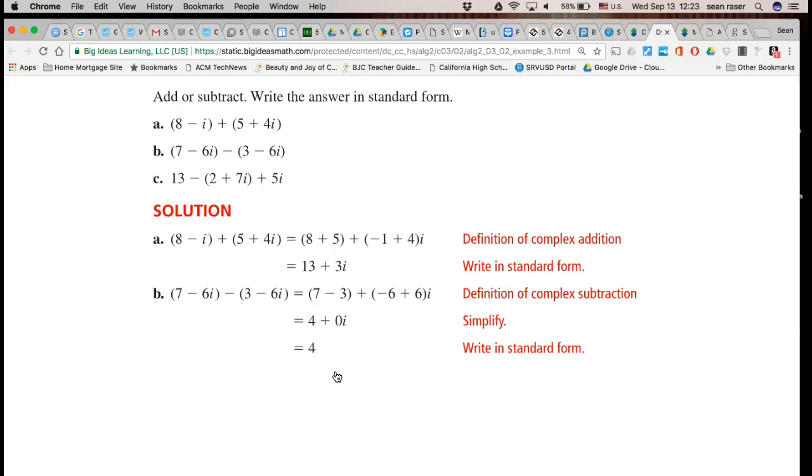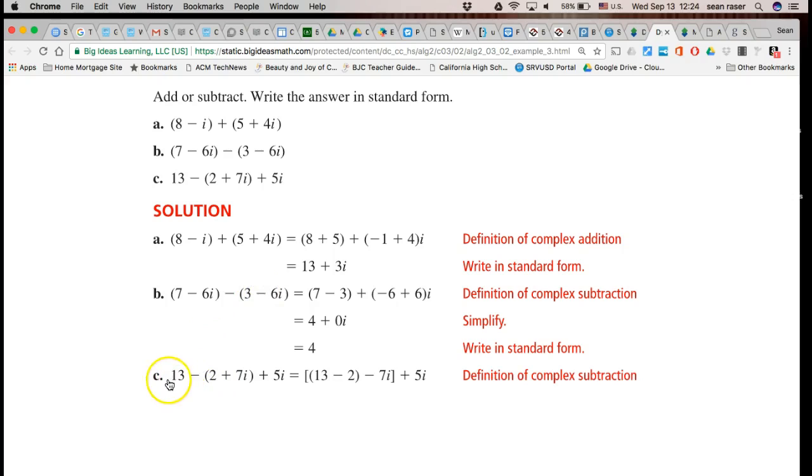So if you have a problem like this example where either your real or imaginary part cancels out to 0, then you don't have to write that part in. So this just becomes 4. We don't write out the 0i. Let's look at our last one. Our last one, we have a complex number plus a real and an imaginary number. So again, here it's just a matter of keeping track of the signs. So we have 13 minus 2 plus 7i. We're subtracting this whole part from 13, and then we're adding 5i.